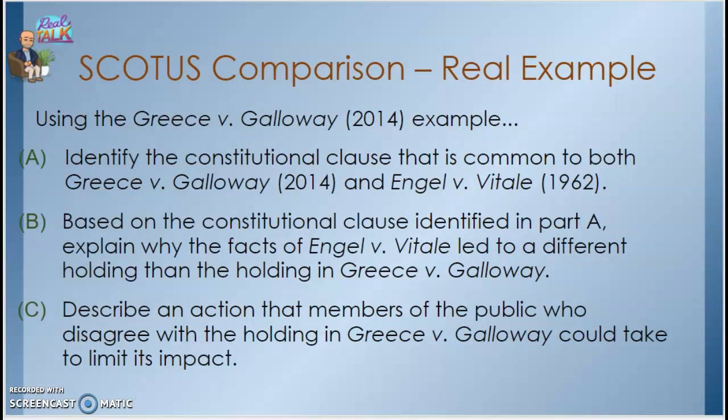So using the Greece v. Galloway example, A, identify the constitutional clause that's common to both of them. You should be able to do that. B, based on the constitutional clause identified in Part A, explain why the facts of Engel v. Vitale. Okay, there's your required case. That's the one you already have to know about. How do the facts of that case lead to a different holding than the case of Greece v. Galloway, which they just now told you about? How are they different? And C, describe an action that members of the public who disagree with the holding in Greece v. Galloway, who disagree with the decision, could do to limit its impact.